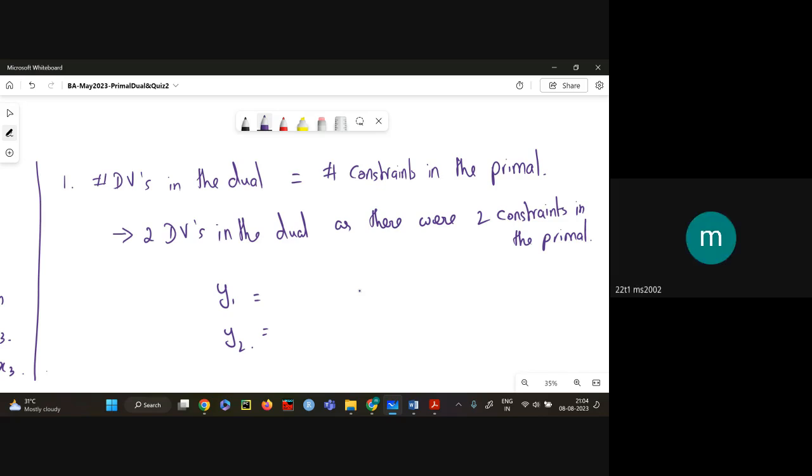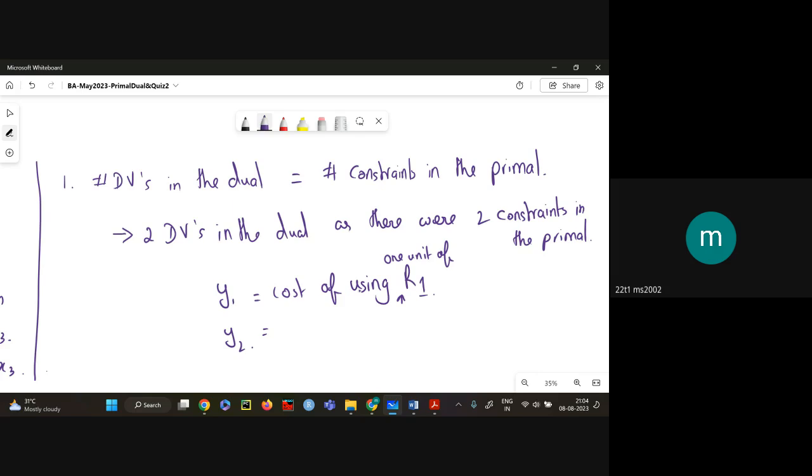Maximum profit? No. Maximum resource available? No. Cost of resource 1, okay, in another sense. Someone actually put it in the chat: it's going to be the cost. So what is the cost of using R1? That is going to be your y1, right? The cost of using 1 unit of R1.